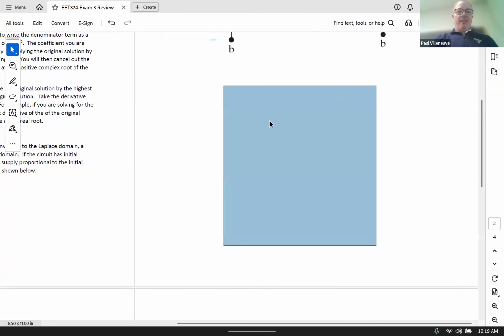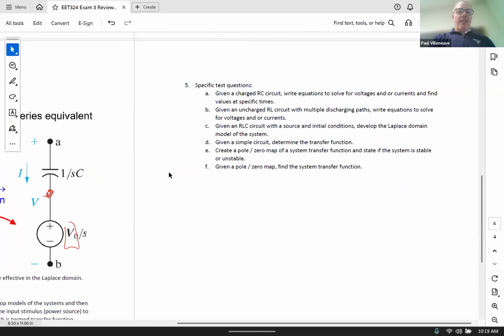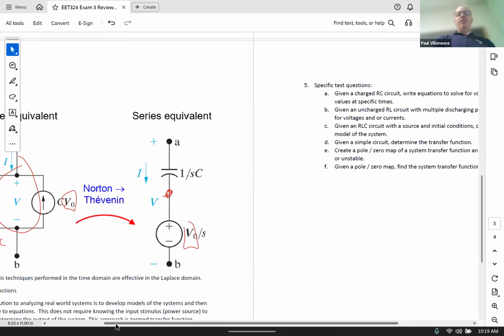I'll zoom in. So Henry asked the question saying, if they use the series equivalent for the capacitor, should it be the voltage V0 over S, or should it be 1 over SC, or should it be the combination? And the answer is the combination because of the plus minus V. That is the total voltage across the capacitor. So it has to be the sum of those two. Okay, very good question.